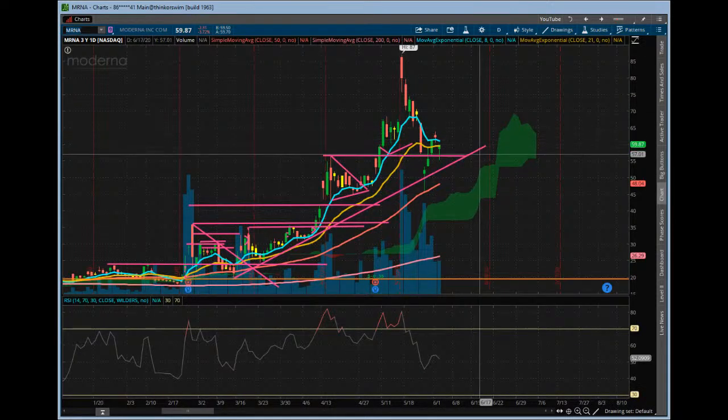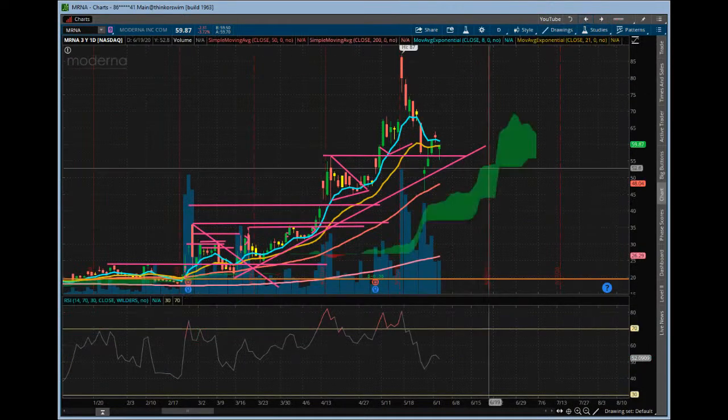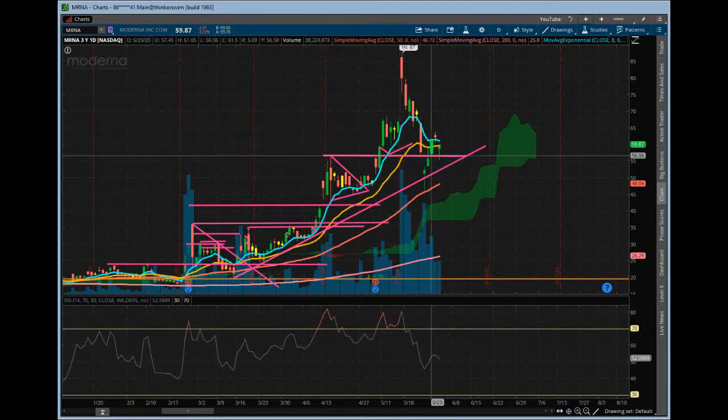So Moderna did pretty good today. A nice bounce off the lows, right, and kind of worked its way up a little bit, but it was kind of a sloppy day today. Just continue to keep an eye on it, see if it holds this prior resistance level, which it did today.